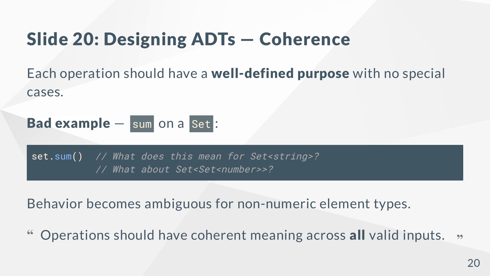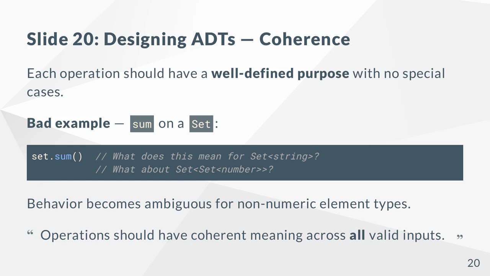The second design principle is coherence. Each operation should have a well-defined, unambiguous purpose that makes sense for all valid inputs. Here is a classic bad example. Suppose you add a sum operation to a set. For a set of numbers, this seems reasonable. Add all the numbers together.